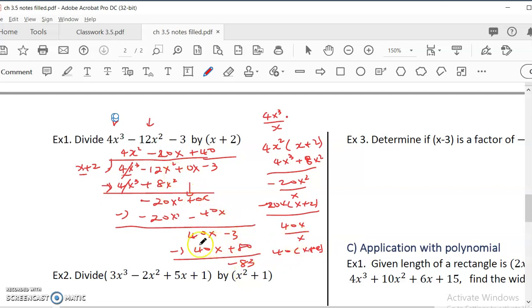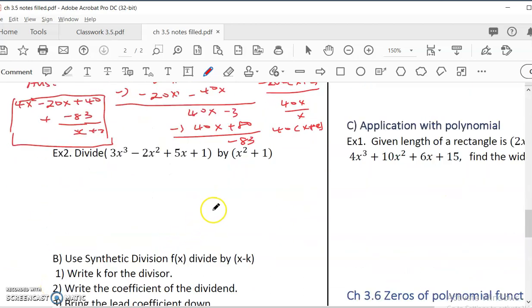So that is the whole process of the long division. You would write the answer as the quotient, 4x squared minus 20x plus 40, and then plus the fraction, which is over here, negative 83 over x plus 2. So that's how you do it.